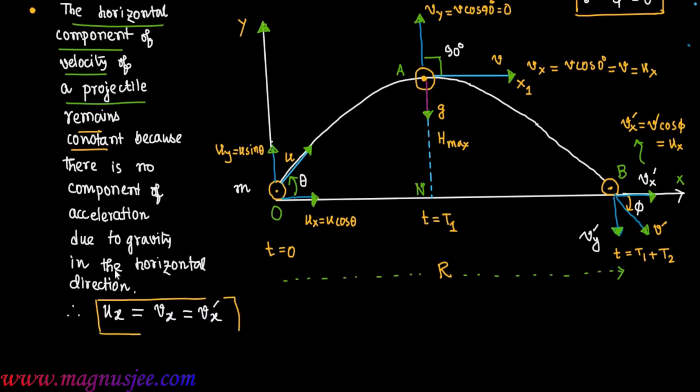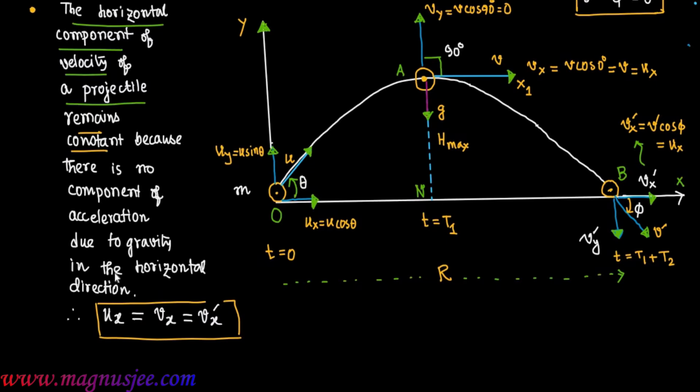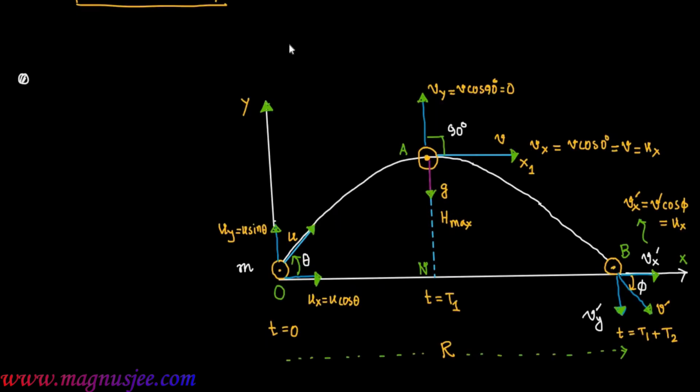That's why ux is equal to vx is equal to vx prime. Ux is the horizontal component of velocity of the projectile at the point O, that is, at the point of projection. Vx is the horizontal component of velocity at the highest point A, and Vx prime is the horizontal component of velocity at the point B at which the projectile strikes the ground. Therefore, ux is equal to vx is equal to vx prime. That means the horizontal component of velocity of the projectile remains constant because there is no component of acceleration due to gravity in the horizontal direction.